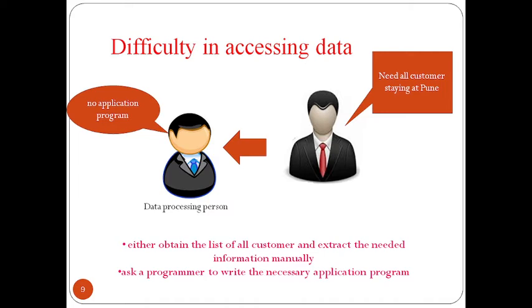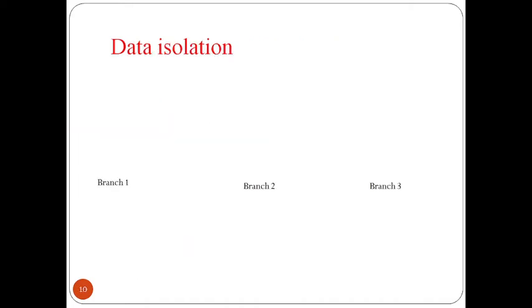So this is a very big task. Finding manually or writing an application program, then executing it, and then getting the data. So it is very difficult to access the data in file systems. Next problem is data isolation. What do you mean by data isolation?